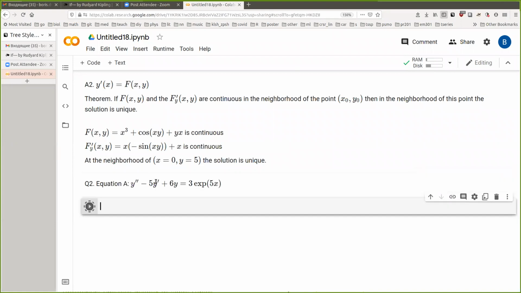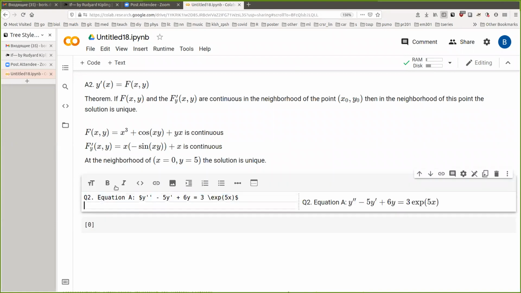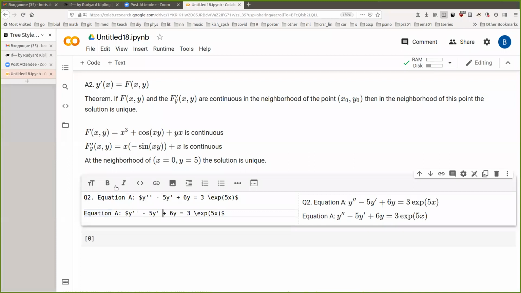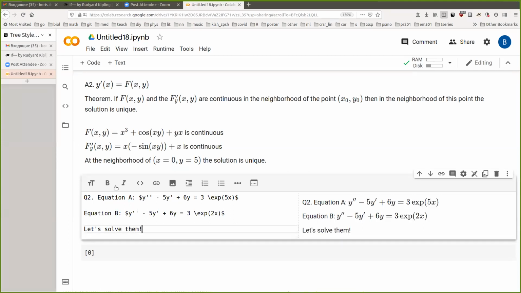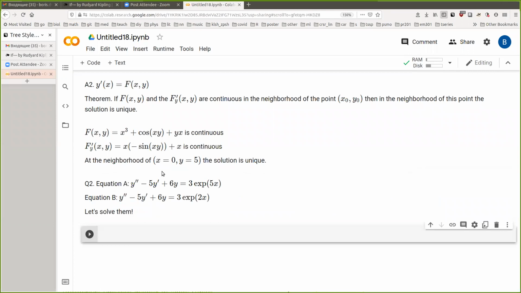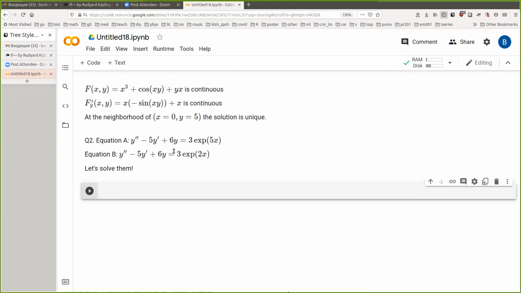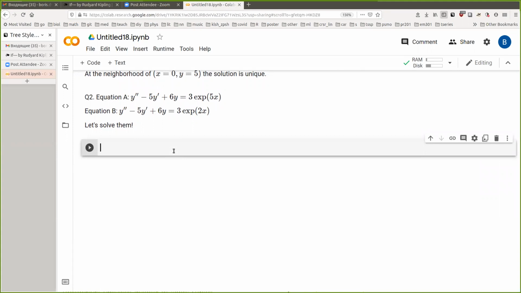And the second equation will be a little bit different. I will have exponent of 2x. So that will be the unique difference between these two equations. And I will try to discuss the difference in the solution process. Okay. And my question is, let's solve them. Okay, the problem is clear?